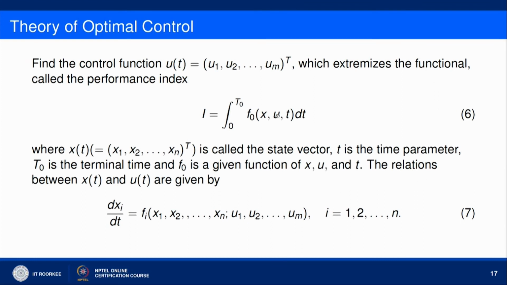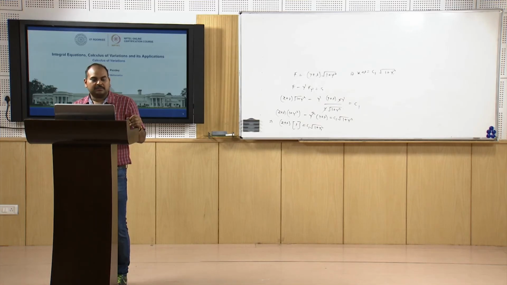And the relation between the control vector and the state vector is given by this differential equation, which is defined as dxi by dt equal to fi of x1 to xn, u1 to um. So your control variables and state variables are given by this, and we want to find the control which extremizes the functional. This is a very common problem in the theory of optimal control, and we want to extremize the corresponding functional.